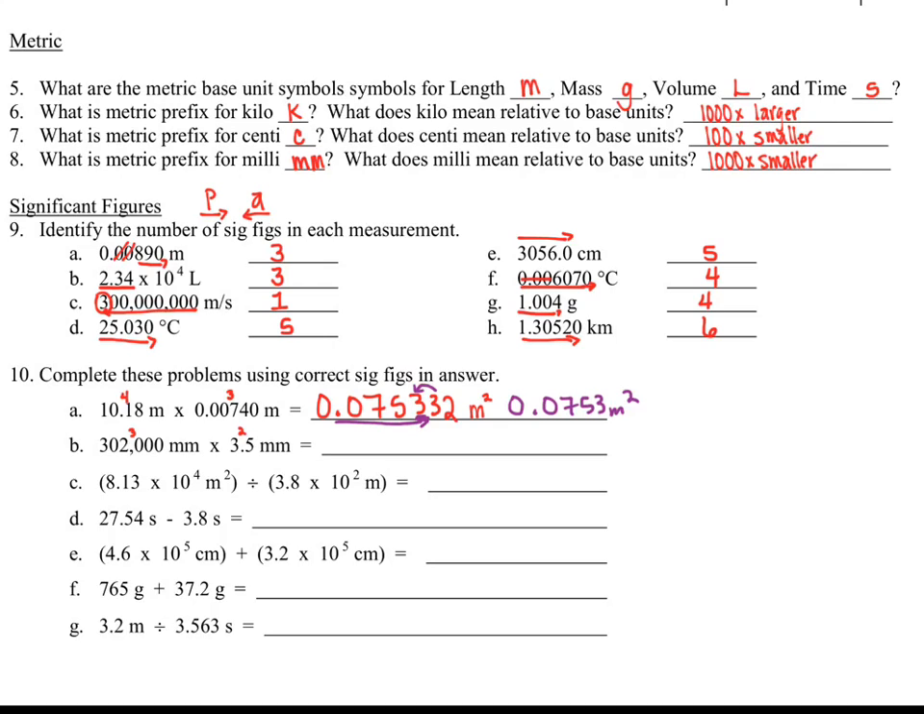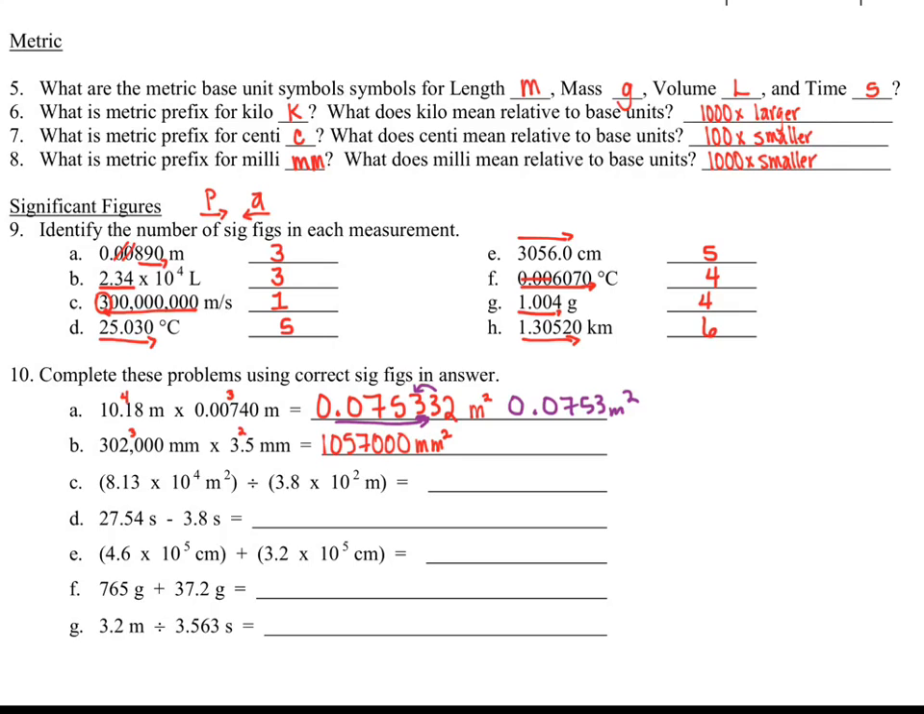In this case, let's see. So we have 302,000 times 3.5. We end up with 1,057,000. Sorry, this is a big number. So we end up with 1,057,123. Okay, and again, millimeter times millimeter is millimeter squared.